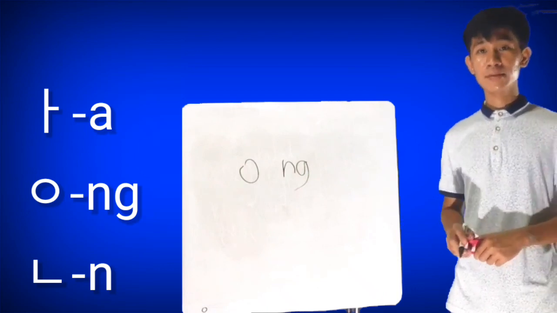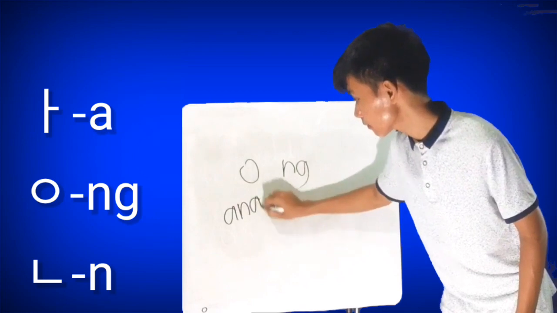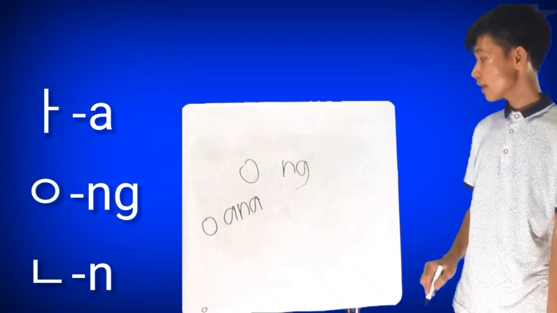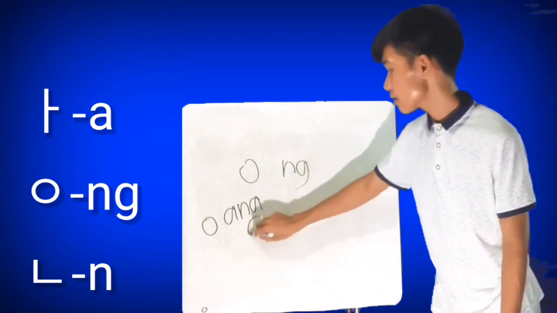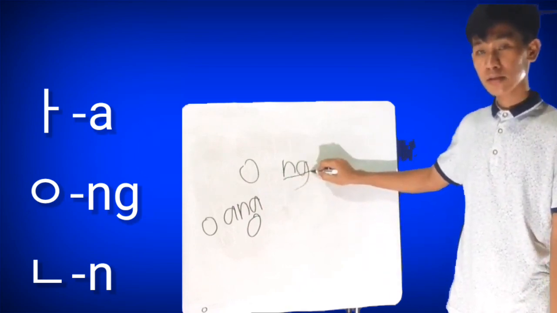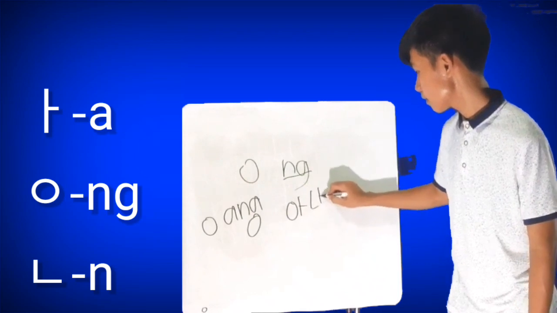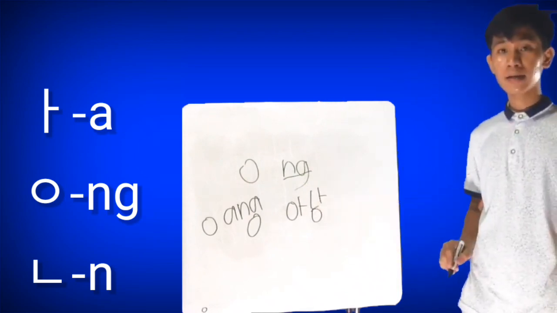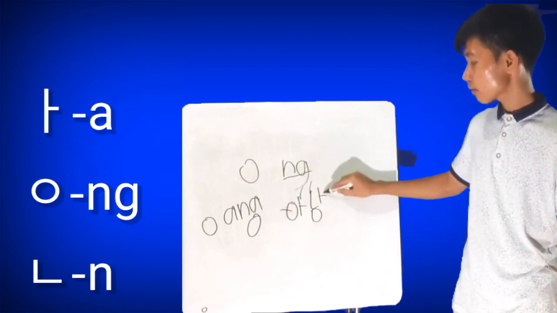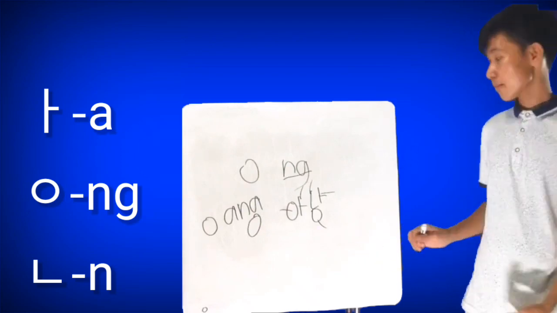So let's have an example. Ana. We have to put the zero consonant at the beginning. Then if we see a zero consonant at the third position, it will sound ng. So it will be anang. Consonant, vowel, consonant, vowel, consonant. Anang. Let's have an example.